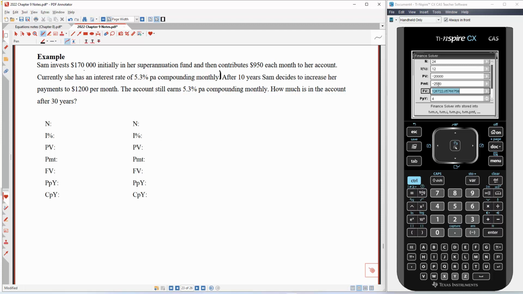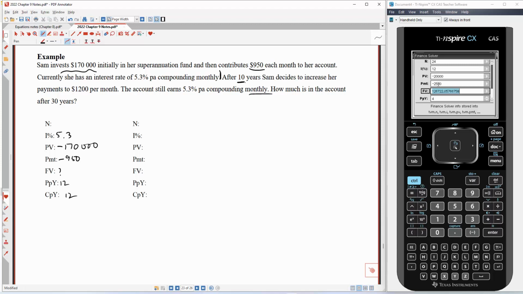So let's just see what's going on here. Sam invests $170,000 initially. So that's PV is negative 170,000. Now remember, she's giving that to the bank. That's an outflow. The contribution is $950, so that's also an outflow from Sam to the bank. Interest is 5.3, and she's doing this monthly, 12. Okay, so the future value is what we want to know. Okay, and how long? It's after 10 years.